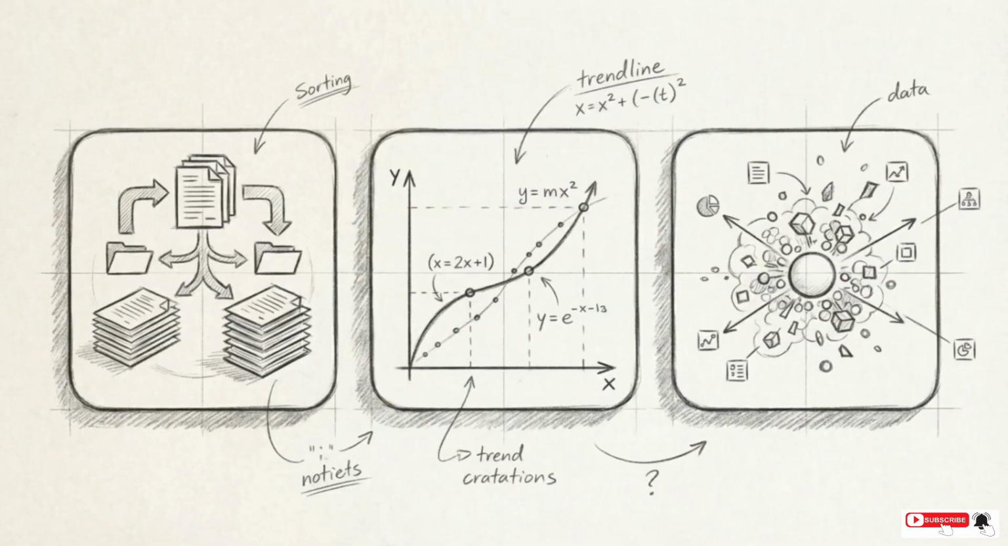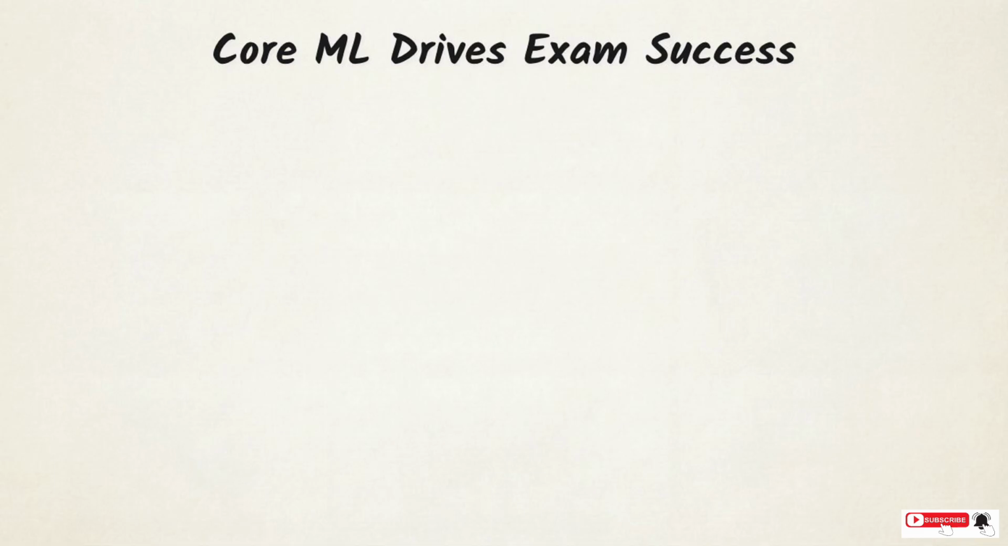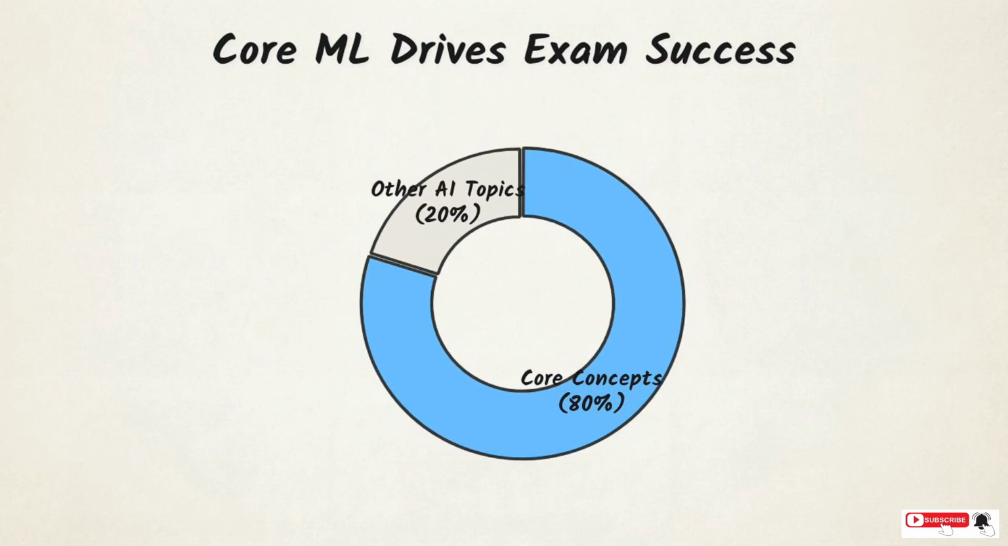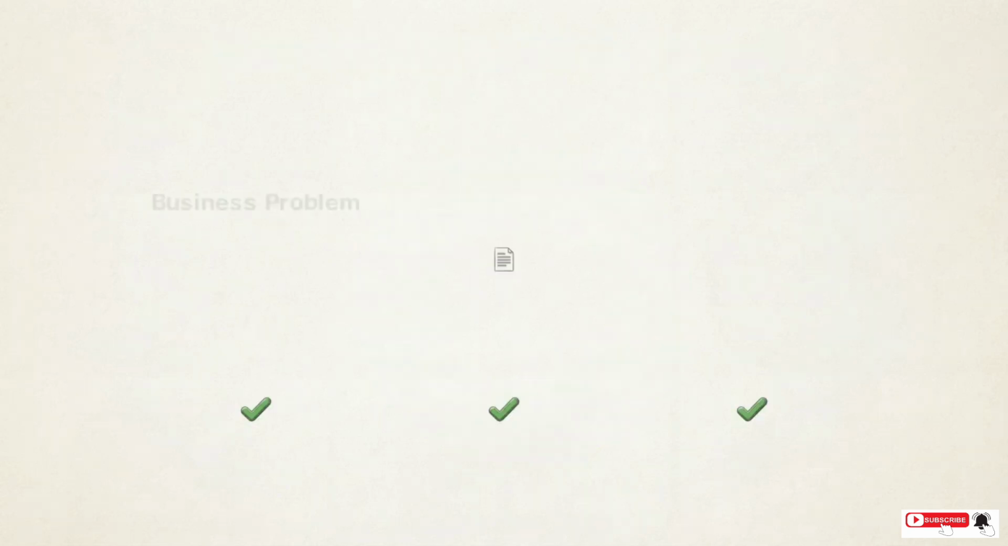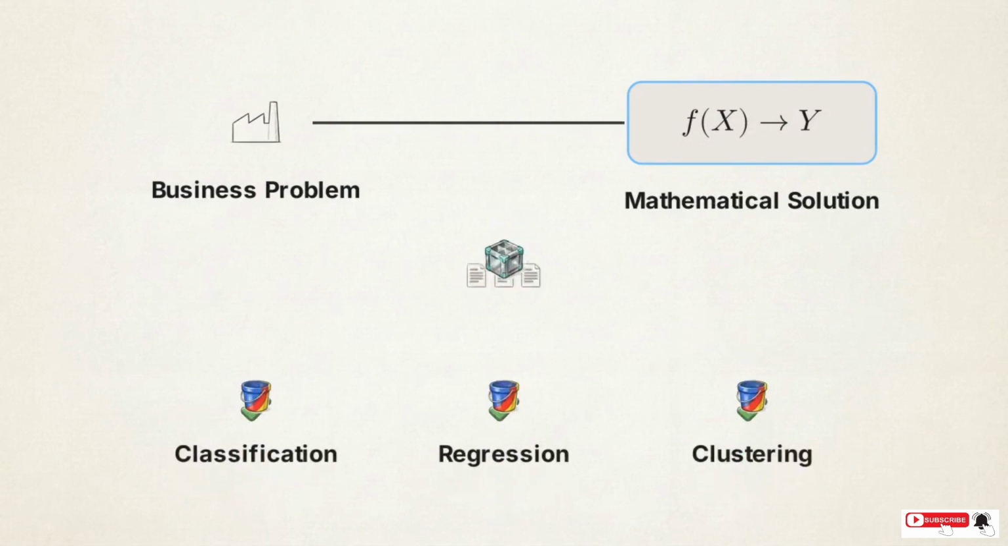To build those kinds of smart systems, data scientists rely heavily on three specific techniques: classification, regression, and clustering. If you are preparing for the Azure AI-900 certification, these three concepts are going to make up a large portion of your exam questions. Microsoft tests your ability to match real-world business problems to the right mathematical solution. If you know exactly which of these three buckets a scenario falls into, you can answer those questions easily.